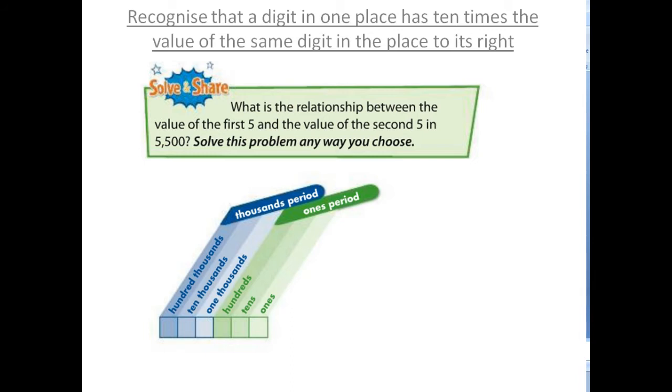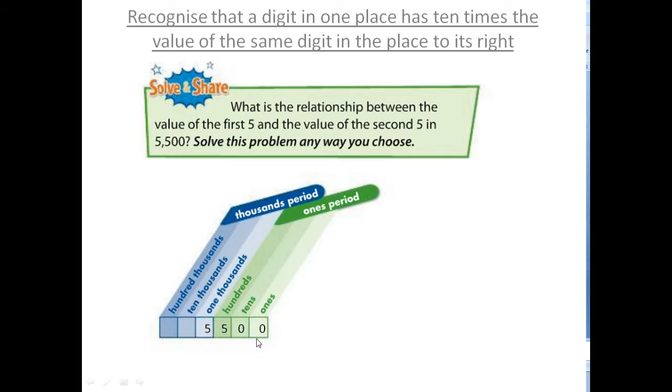The first question in Solve and Share: what's the relationship between the value of the first 5 and the value of the second 5 in 5,500? Solve this problem any way you choose. As you see, the chart of the place value: ones, tens, hundreds, 1,000, 10,000, 100,000. First, we're going to put each digit in its place. And I prefer to start from the right. Over the right, we have 0, so we put the 0 in the ones, and the second 0 in the tens, the 5 in the hundreds, the second 5 in the 1,000. So it's going to be like that.